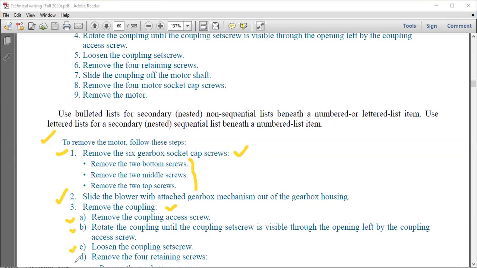So if any step has further steps, and you have used a number for that step, then the further steps are to be mentioned using letters like A, B, C, D. All right. Okay, now let's go ahead.